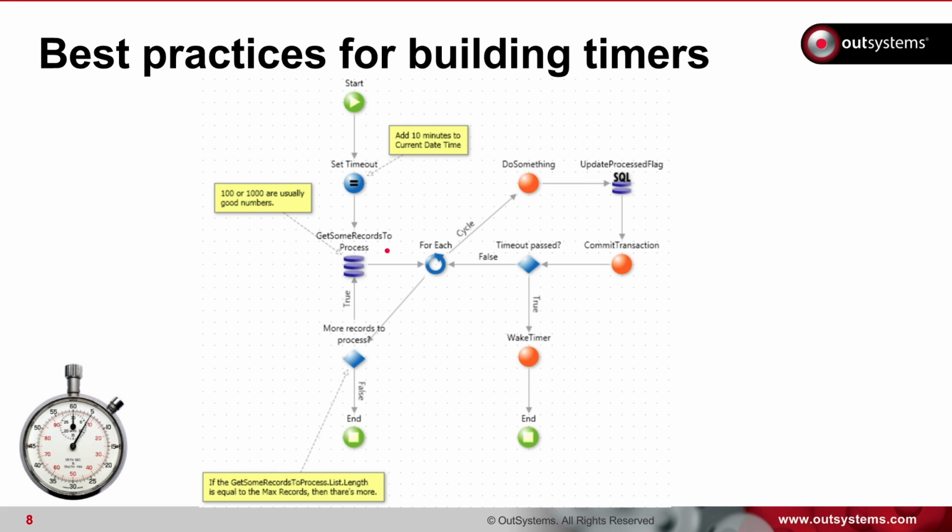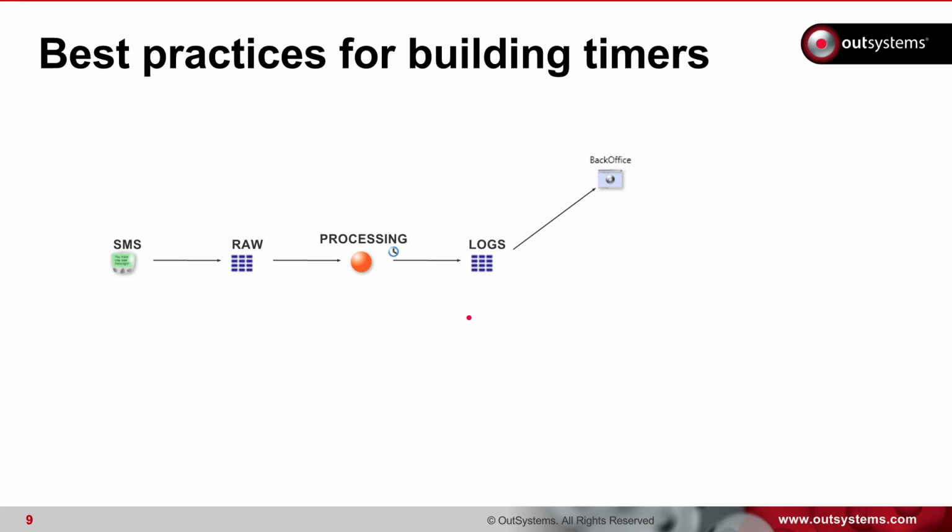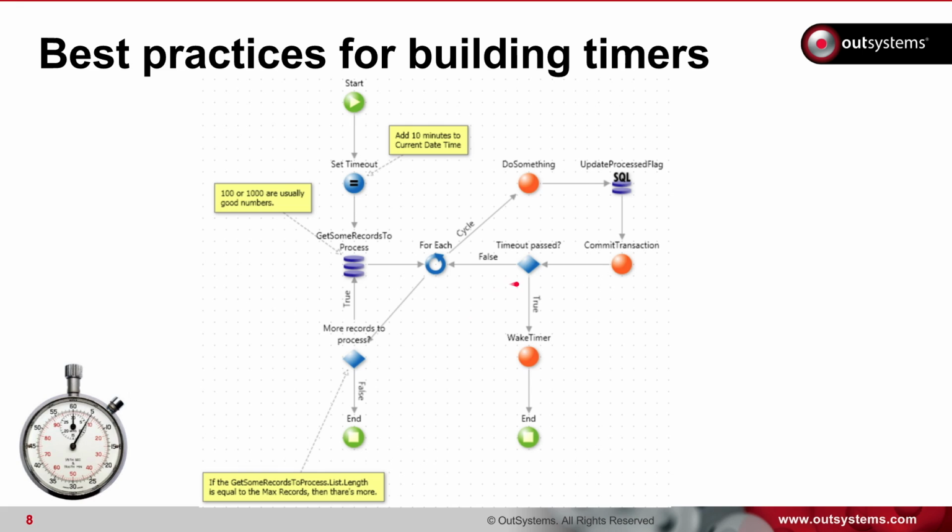So again, we iterate everything, we fetch all the rows, we iterate all the rows doing what we need to do, and if the timeout hasn't passed, we repeat, and then we eventually check if we need to process more records. If we do, we fetch more records. If we do not, we finish. So the timer ends and that's it. It's no longer running.